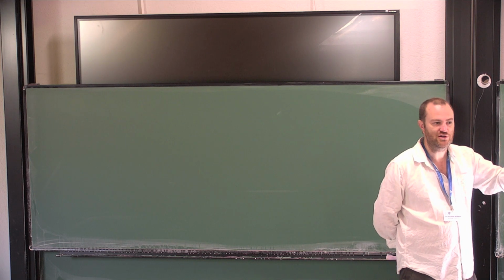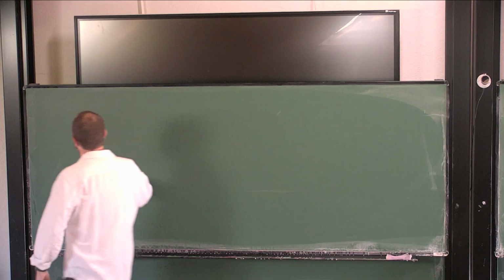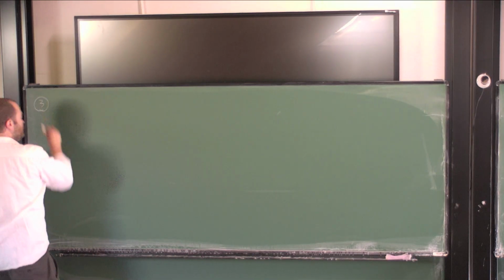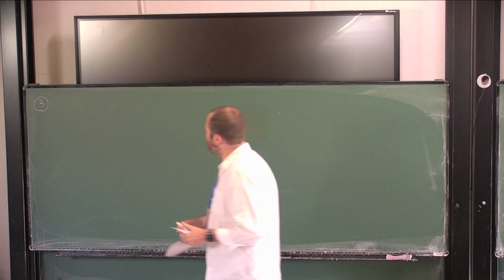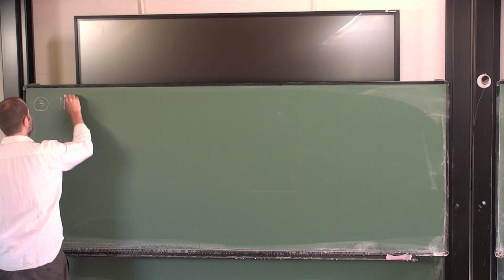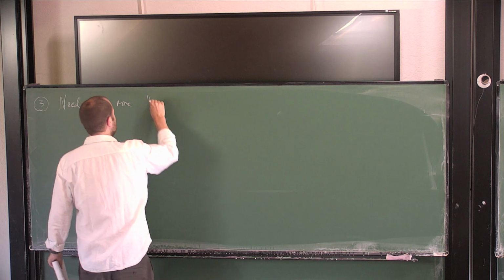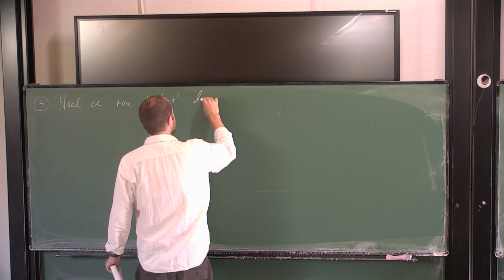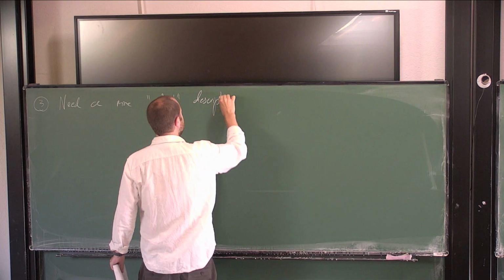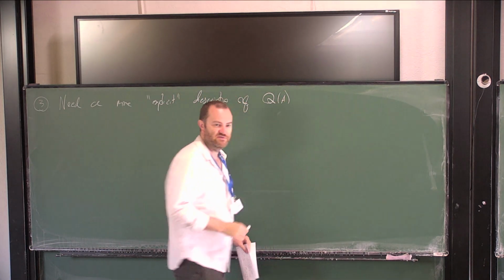Concrete chain complexes and things that we think about. So the first goal is that I need a more explicit description of this object Q of the infinity algebra.